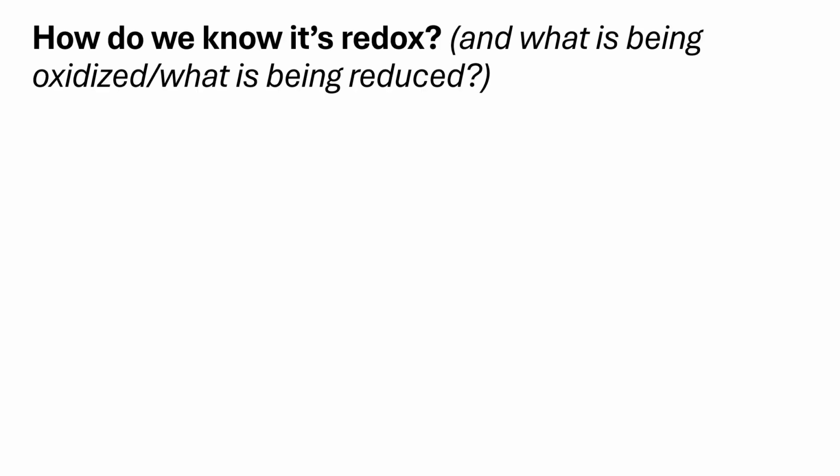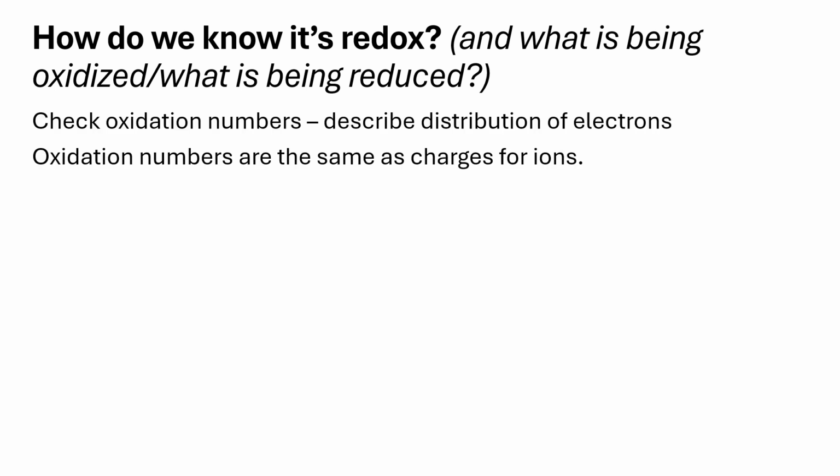All right, so how do we know that a reaction is redox? And also what is being oxidized, what's being reduced? The main thing that we have to do is check oxidation numbers. Oxidation numbers describe the distribution of electrons, and they can be thought of as sort of like charges. In fact, when you have ions, the oxidation number is exactly the same as the charge. So I'm going to give you some rules here.